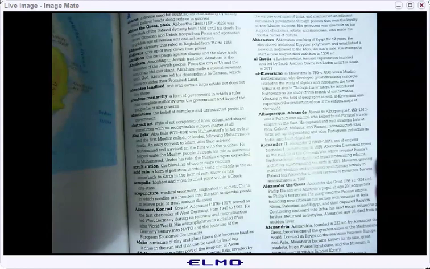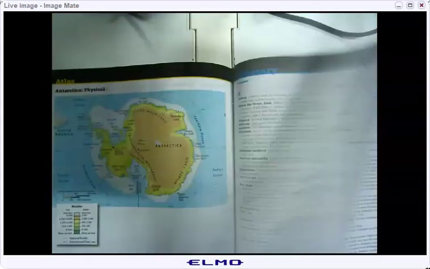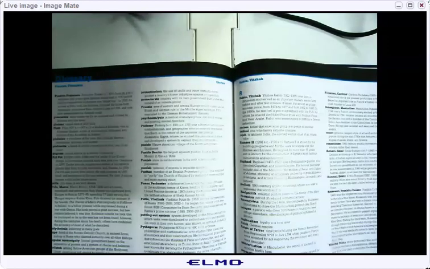Alrighty, now we're into the glossary. All those bolded terms that were listed, the key terms, they're now in the glossary. So if you don't know what a word is and it's bold, it's going to be in the glossary. So this is a good tool to use if you don't know what a term is.